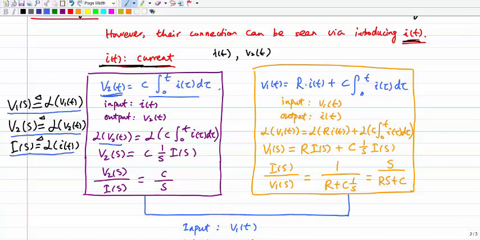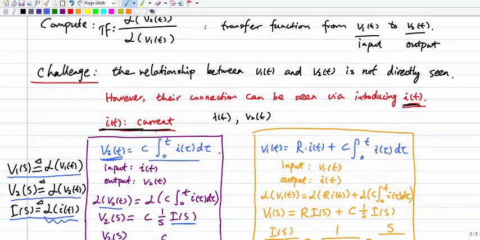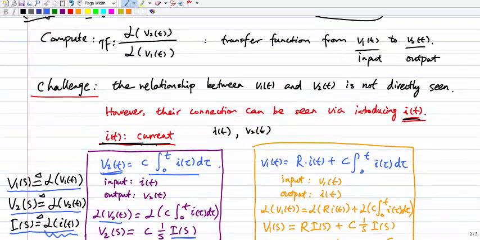C. You can put the constant outside. The Laplace transform of the integration 0 to t of i(tau) d tau is just 1 over s times I(s). Do you remember, I(s) here is the Laplace transform of i(t), okay? By doing this, I have V2(s) divided by I(s) is C over s, because I can move this I(s) to the left hand side. V2(s) divided by I(s) is C over s, okay?